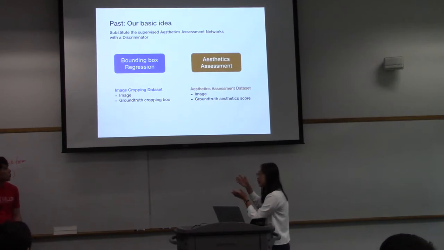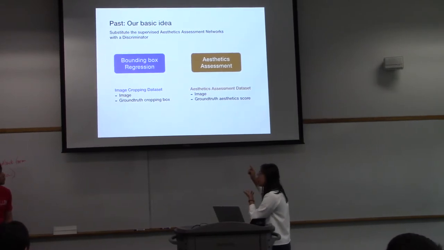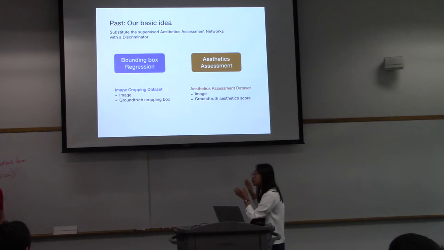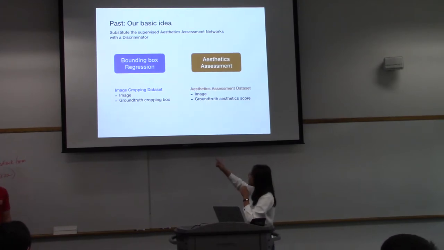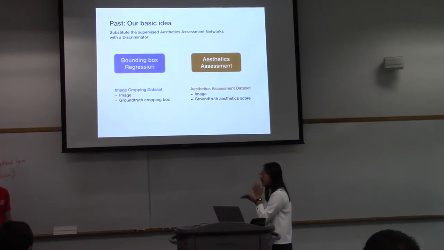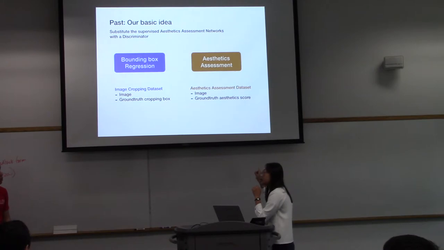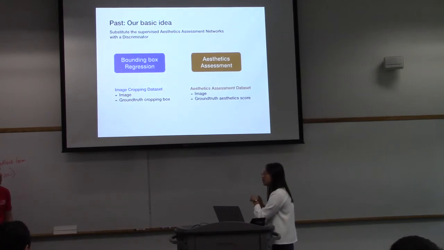So all of these papers, these two papers, have one common thing. Apart from the bounding box regression, they have a separate aesthetics assessment network. So they're actually on two data sets. For the image cropping data set, they have an image as input and a ground truth cropping box. And for the aesthetic assessment data set, they have some other images, and for each image they have a score indicating how good the composition of this photo is. So there are actually two separate data sets for the whole network for those two.